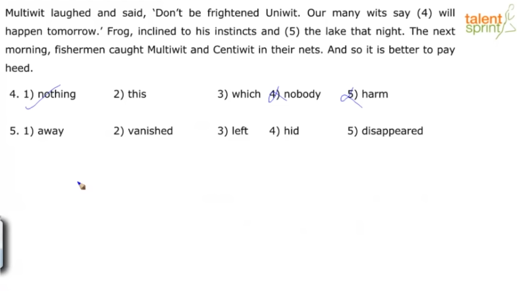And the last one, the frog inclined to his instincts and dashed the lake that night. So we know the general tense in the context is past tense. Away, inappropriate word. Hidden, disappeared, illogical. Vanished, I need to change the entire structure of the sentence. The obvious answer is left. So the frog inclined to his instincts and left the lake that night. That makes more sense.